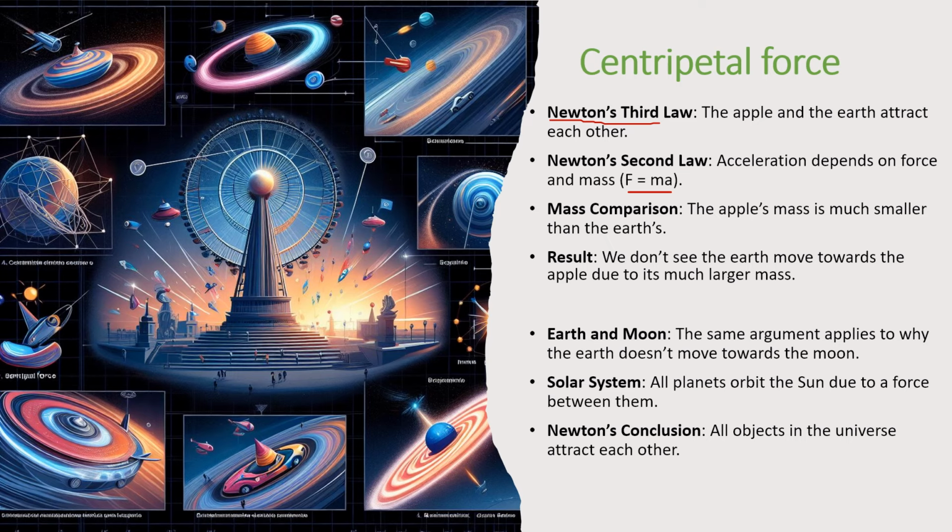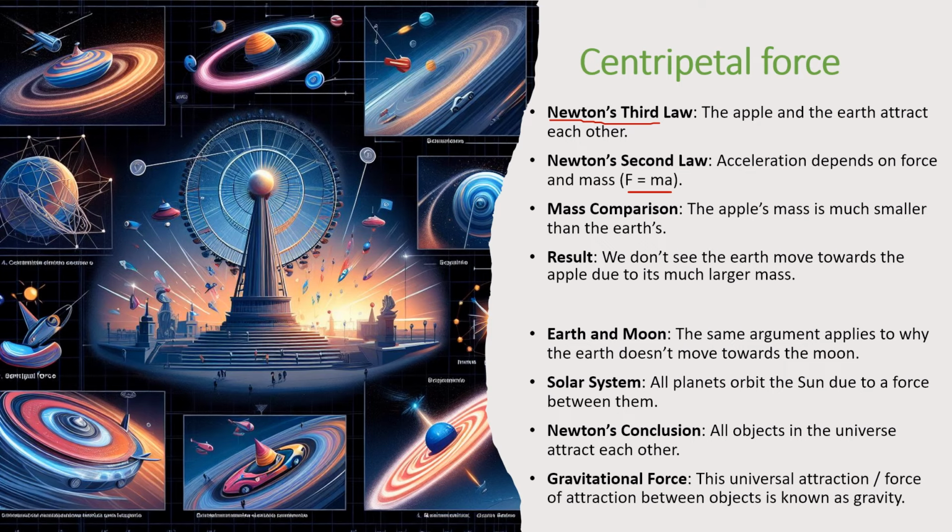So what did Newton conclude out of all these things? All objects in the universe attract each other. This universal attraction, or the force of attraction between objects, is called gravitational force, or simply gravity. This is how Newton was able to conclude that all objects in the universe attract each other, and he called this universal attraction gravitational force, or in simple words, gravity.